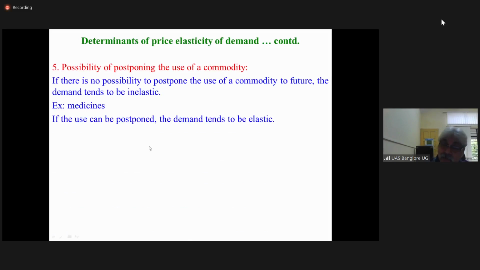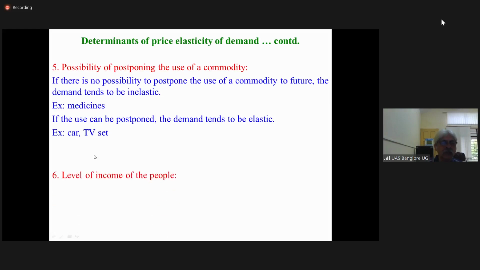If the use can be postponed, then the demand tends to be elastic. Or, let us wait for COVID-19 to totally get eradicated. So we'll wait. In that case, it becomes elastic. But vaccination has to be taken immediately. You cannot postpone it. It becomes inelastic. For example, car, TV set, and so on. You can postpone it. It is not that urgent.